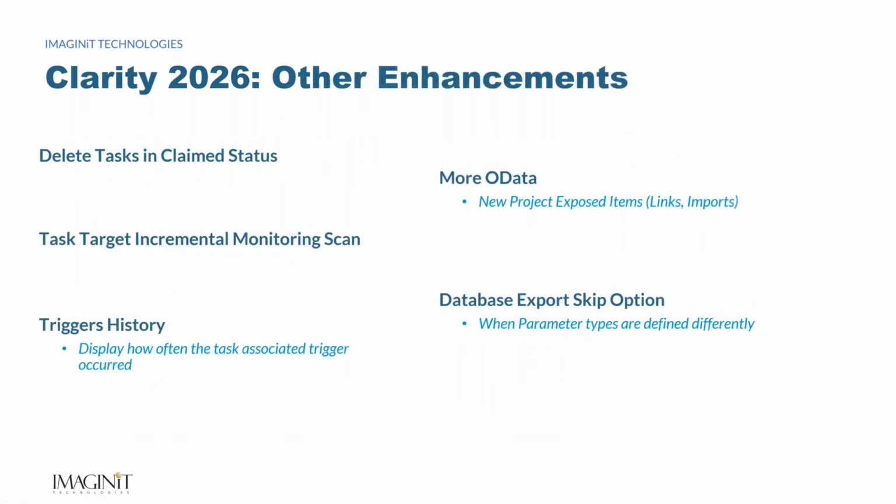Other enhancements, you can now delete tasks in a claim status if that delete requires, say multiple tasks are in that same Revit instance, and it might affect those tasks as well. You are notified that those tasks will also be affected and confirm that you want to do this.